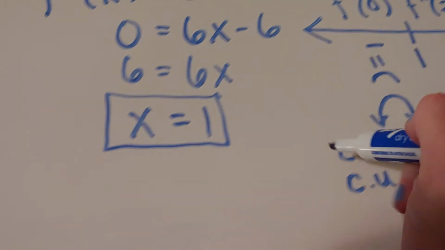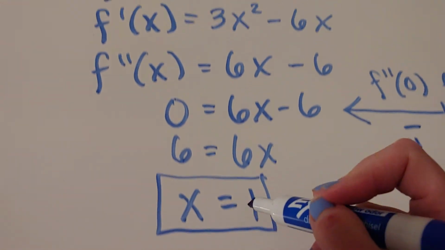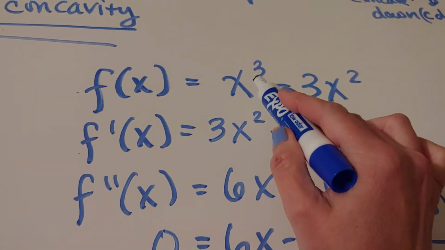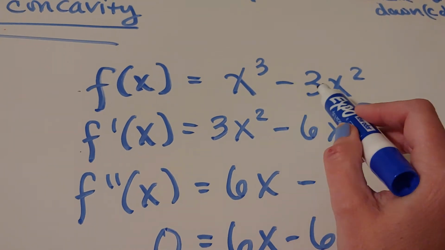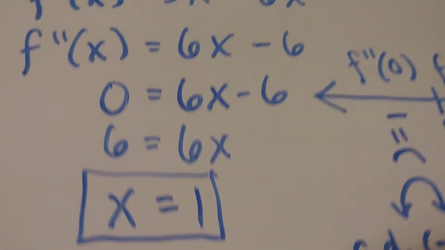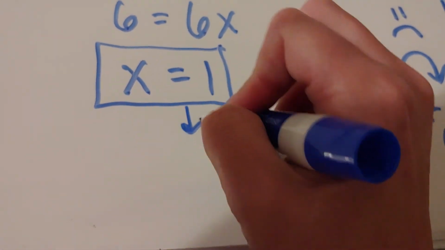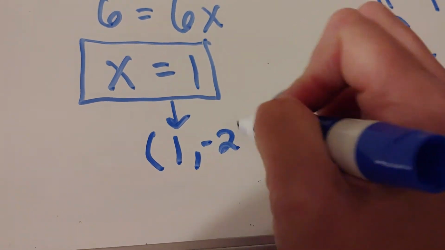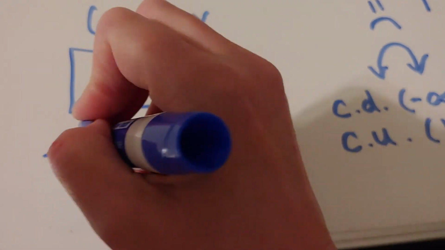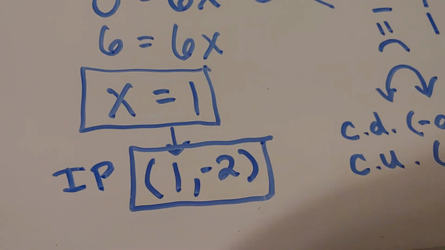Uh-oh, what's the y value? When x is 1, if I plug 1 in up here, 1 cubed minus 3 times 1 is 1 minus 3, which is negative 2. So my inflection point is actually not just 1, it's the point (1, negative 2). All right, so I'm going to label that IP for inflection point. Hope that helps.